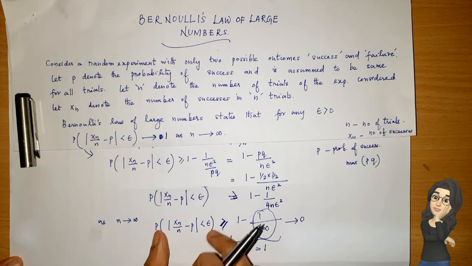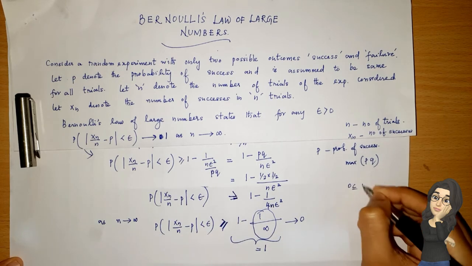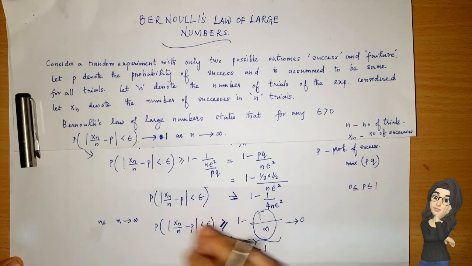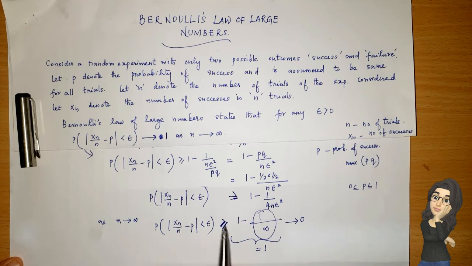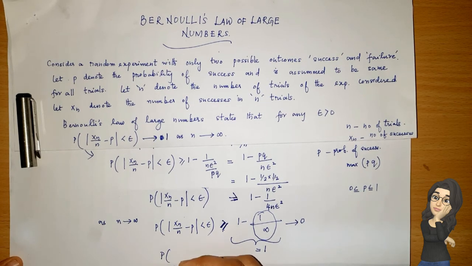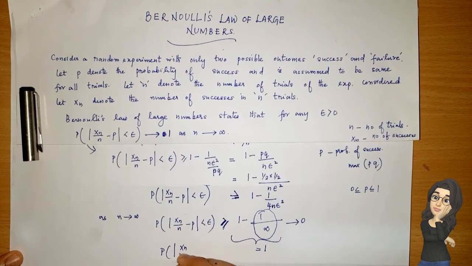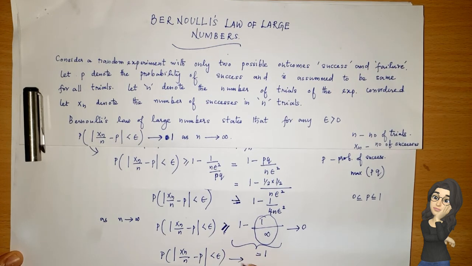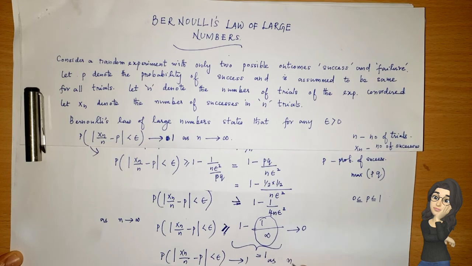But we know this is a probability. Since this is a probability, this value cannot be greater than 1 because 0 less than or equal to p less than or equal to 1 is what we know. The probability value is between 0 and 1. So this is a probability and this is greater than or equal to 1, which means this value tends to 1. So, probability of mod xn by n minus p less than epsilon tends to 1 as n tends to infinity.